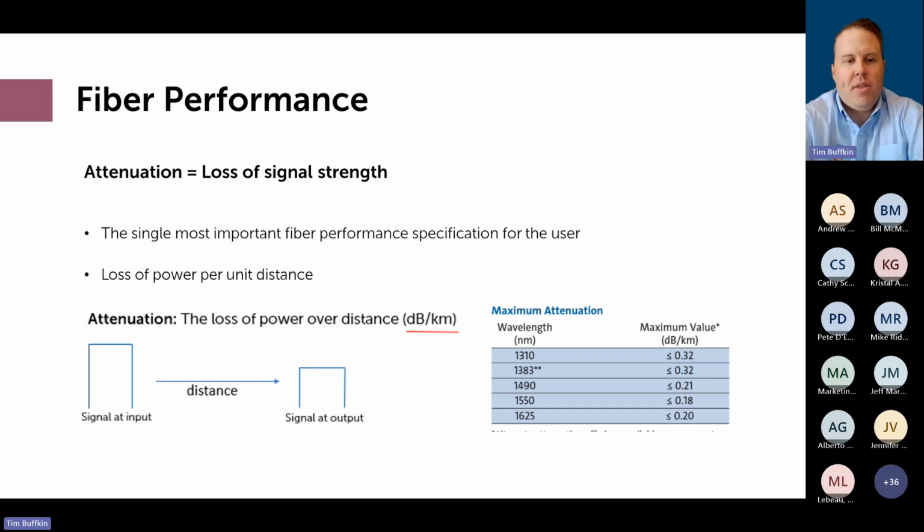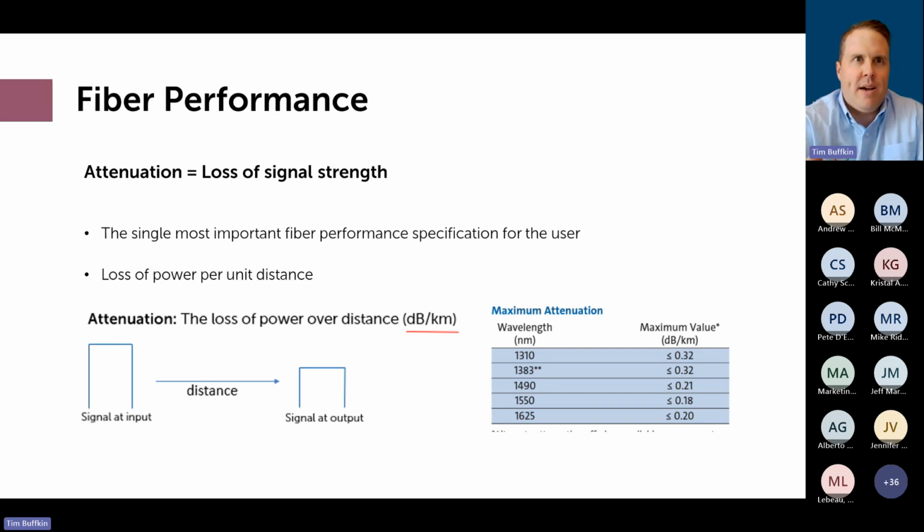But just like with the mode diameter, this is going to change depending on the wavelength as well. So at a 1550 wavelength, instead of 0.32, we're only at 0.18. That means at a higher wavelength, we're going to lose less dBs over the course of that kilometer.